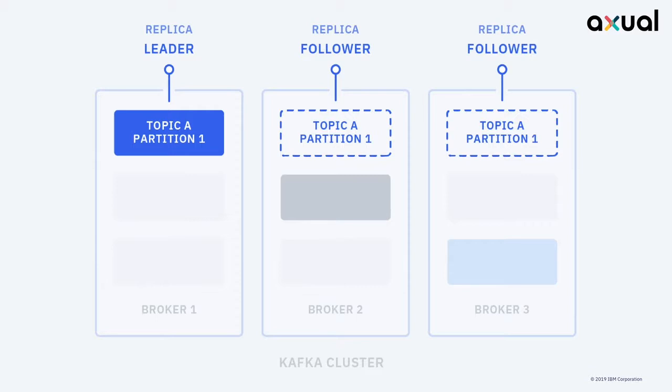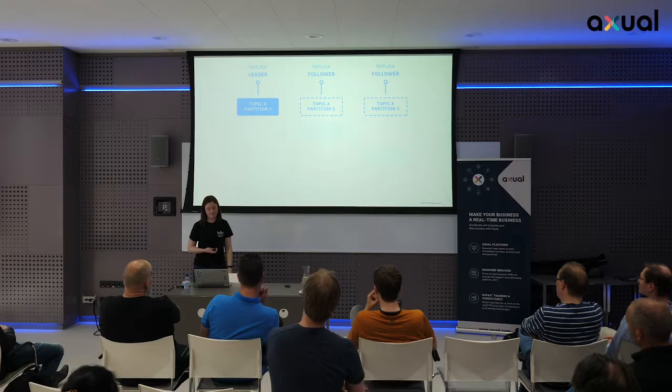And then, of course, if one of these brokers were to go down, we have a copy of all of your records, which can then become the new leader. So that's how the high availability comes in.